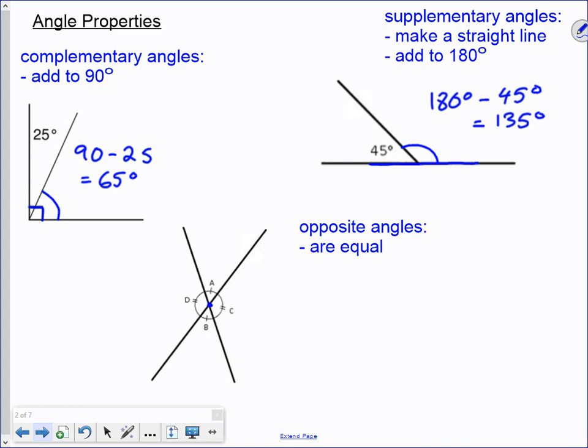And if we have two lines that go across here at a point like this, we know that angles that are opposite each other in that intersection are equal to each other. So angle A here and angle B here, which are on opposite sides of that intersection, are equal. Similarly, angle C and angle D are also equal to each other because they're on the opposite sides of that intersection.